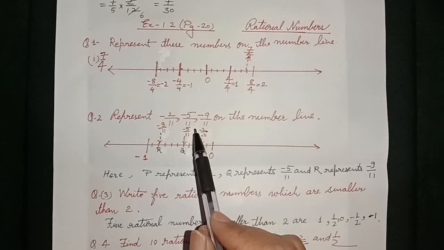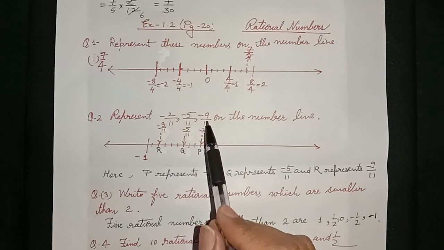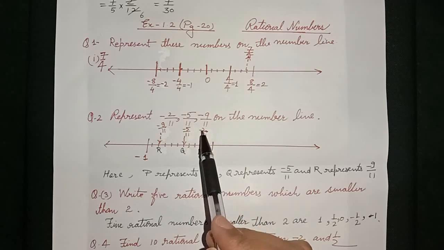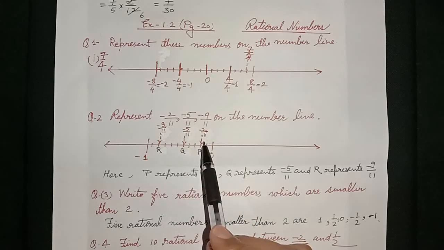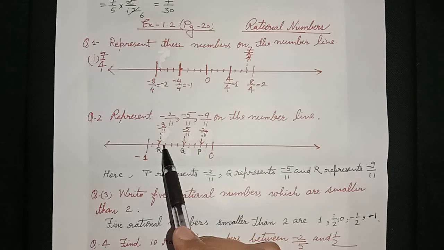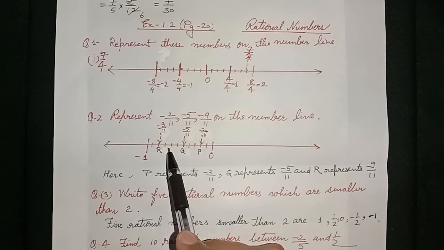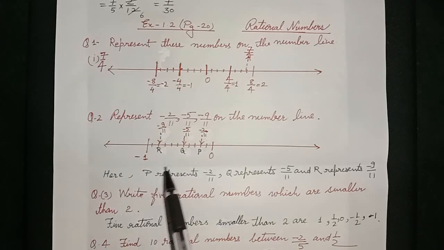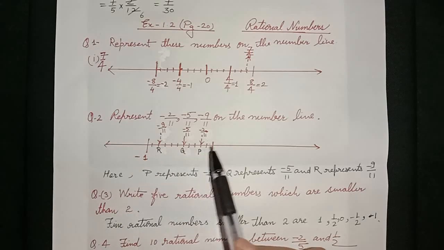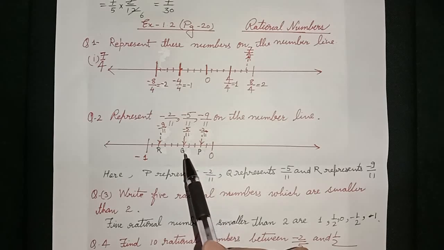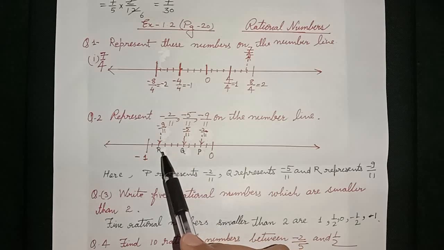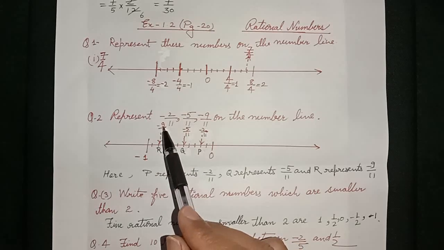But in this question, you want to show only minus 2 upon 11, minus 5 upon 11, minus 9 upon 11. So, like this, you will show these three numbers, and after this, you will give your answer. Here, point P represents minus 2 upon 11, Q represents minus 5 upon 11, and R represents minus 9 upon 11.